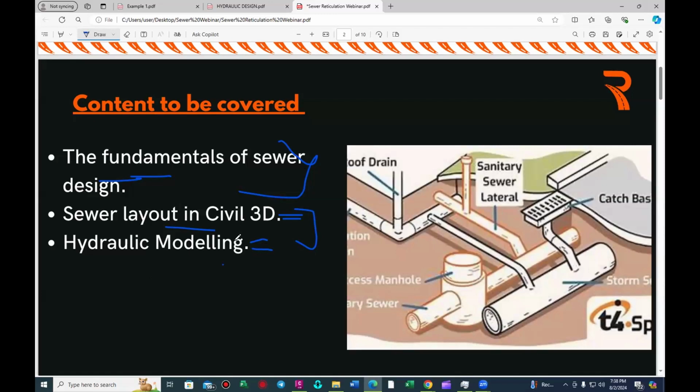But what I want to mention to you guys is that the software does not do the design. You do the design. Civil 3D does not design. Civil Designer does not design. IDAS does not design. You are the one that designs the sewer system. The software merely helps you to do it in an efficient manner. So the software is a tool. It's not the one that designs.